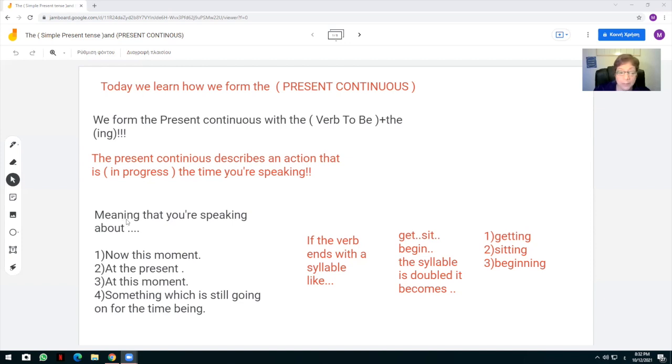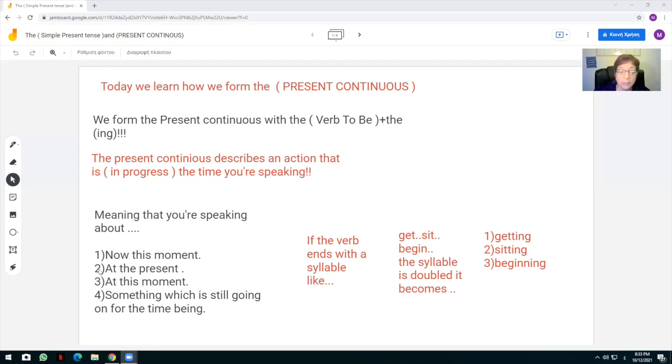Meaning. What is the meaning? That you are speaking about. We are meaning that you are speaking about now, this moment. Now, this moment is the present continuous tense.